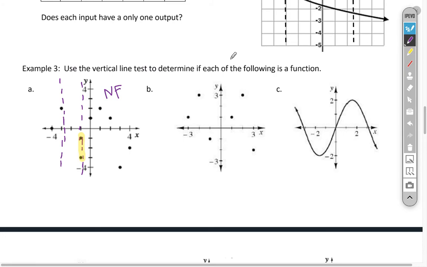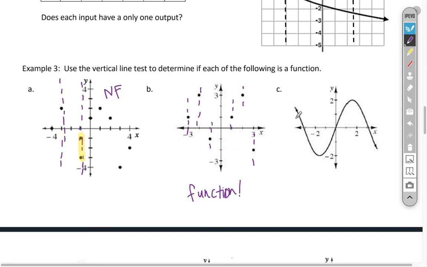All right, now let's keep going. Are we touching any other points right here? No. Touching any other points right here? No. Not here. Not here. And not here, right? So none of these are being touched at the same time, which means that this is a function. Okay?